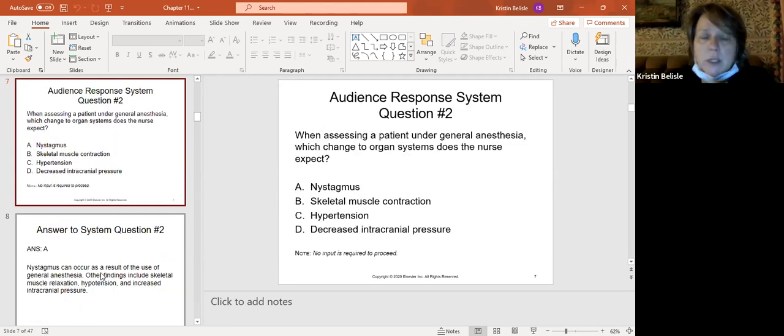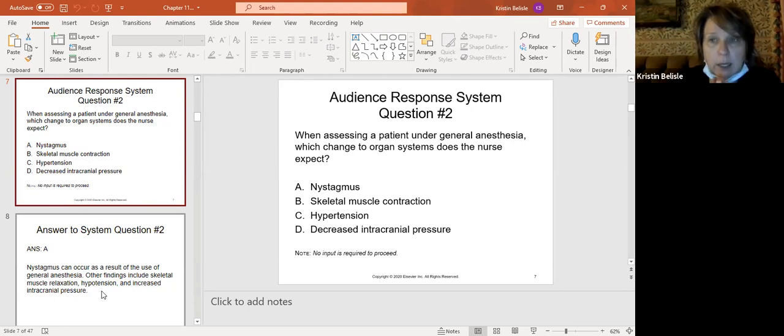I left this question in because I think it's a great one. When assessing a patient under general anesthesia, which change to the organ systems does the nurse expect? We're going to see nystagmus that can occur as a result of the use of general anesthesia. Other findings include skeletal muscle relaxation, hypotension, and increased intracranial pressure.